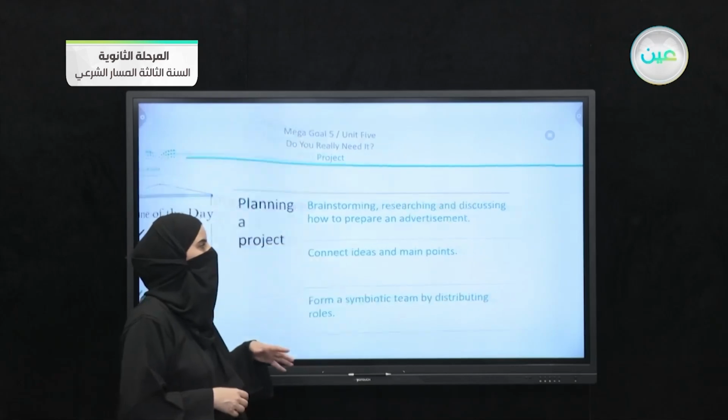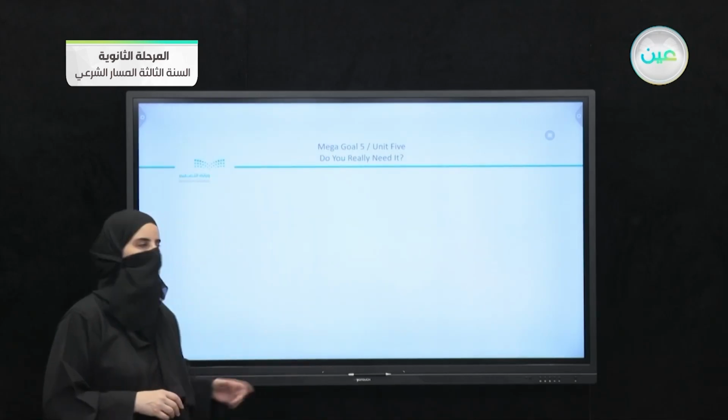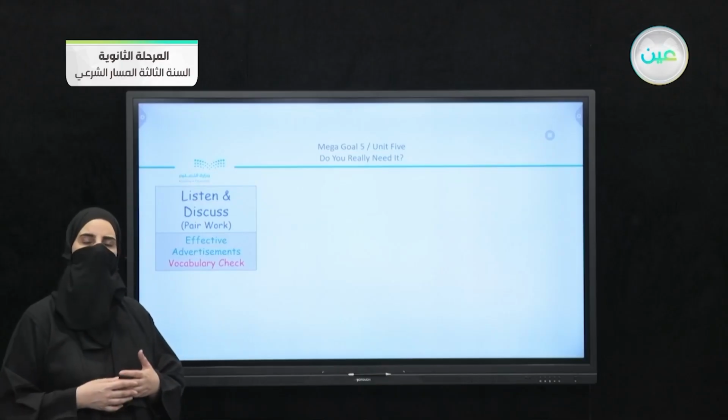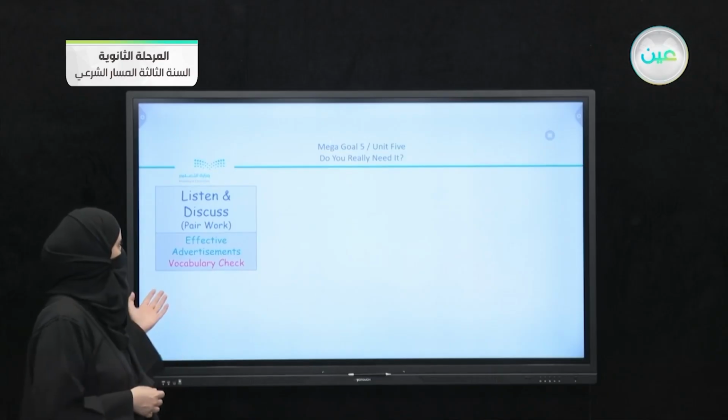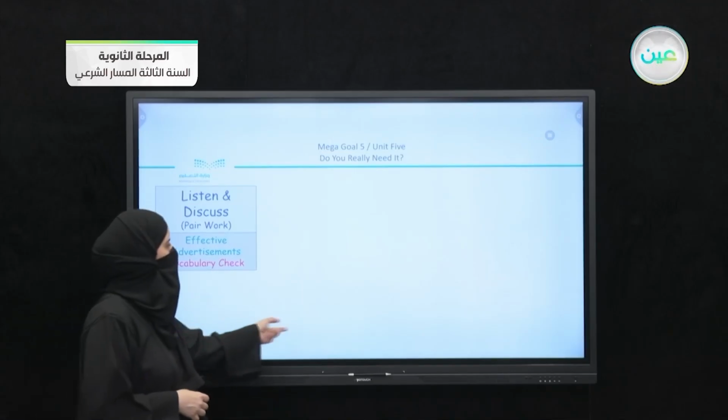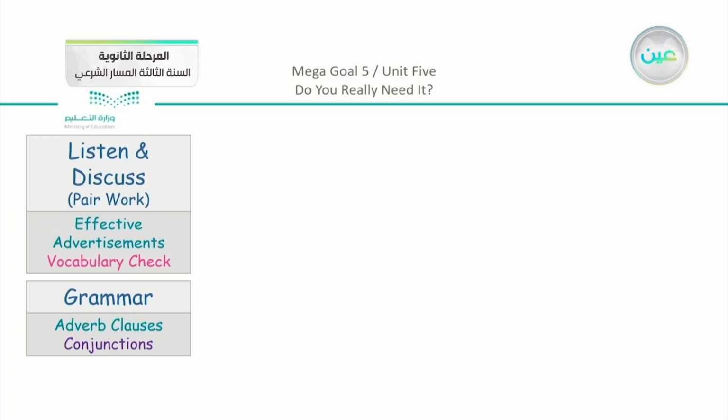Here we can see that we have covered Unit 5 in general. So we are going to just outline what we took in Unit 5. In Unit 1, we had the listen and discuss lesson, which was basically about effective advertisements. We learned about different types of advertisements, and through these advertisements, we learned vocabulary through the vocabulary check. In the grammar lesson, we took adverb clauses, and also related them with using conjunctions in the sentence. We also differentiated between two types of clauses in the structure.